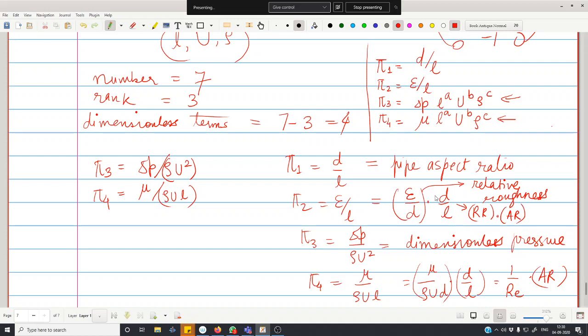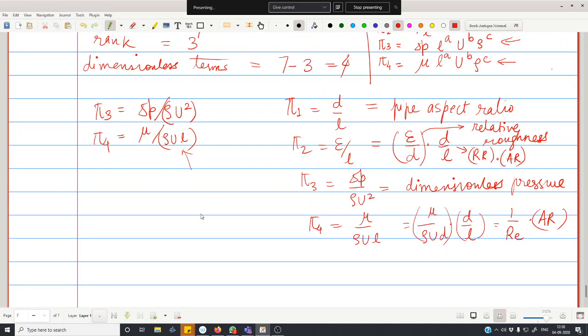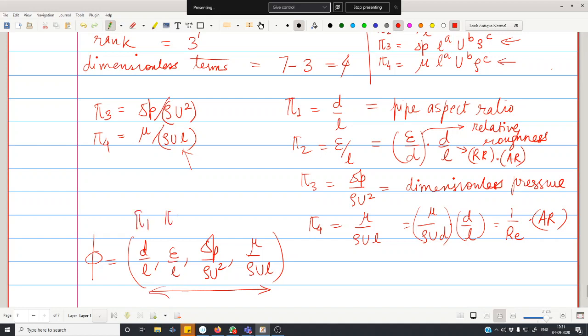To avoid all this aspect ratio business coming in, you could have very well chosen the basis term to be D, the diameter, instead of L. But anyway, now that we found out, we can say that there exists some relationship between D by L, epsilon by L, delta P upon rho u square, and mu upon rho u L. There must exist some relationship between pi 1, pi 2, pi 3, pi 4.